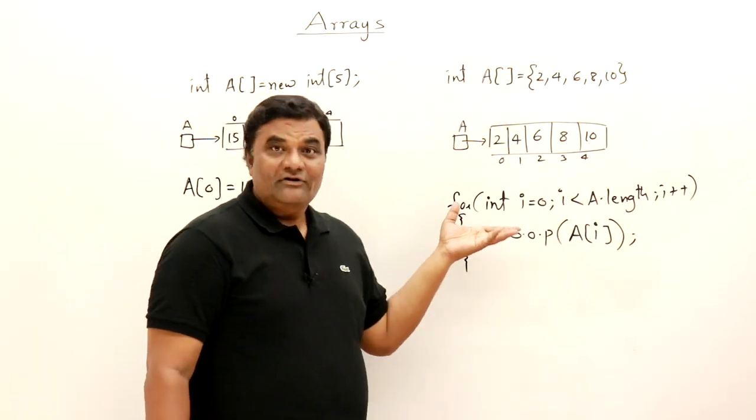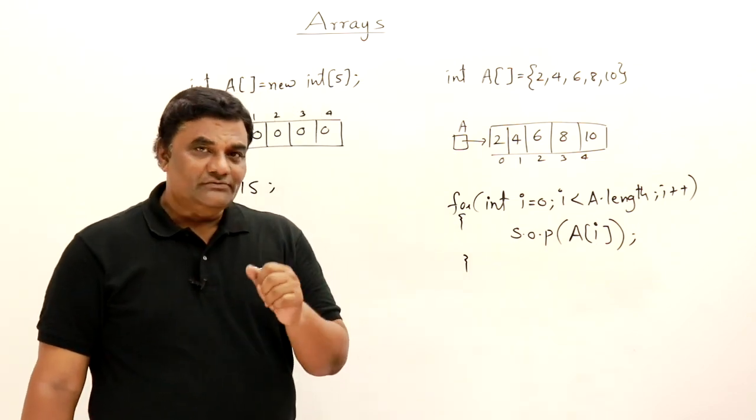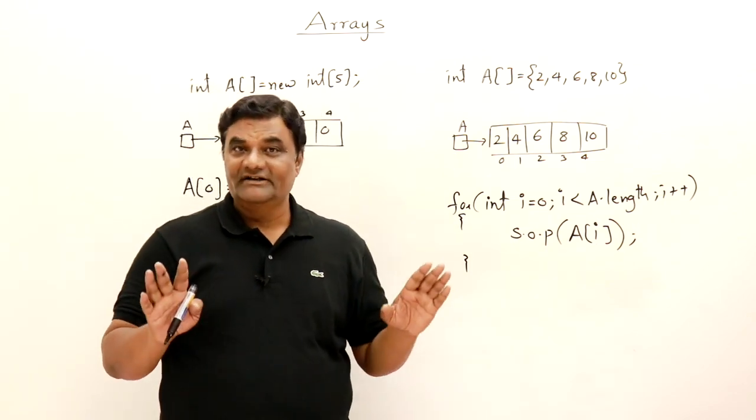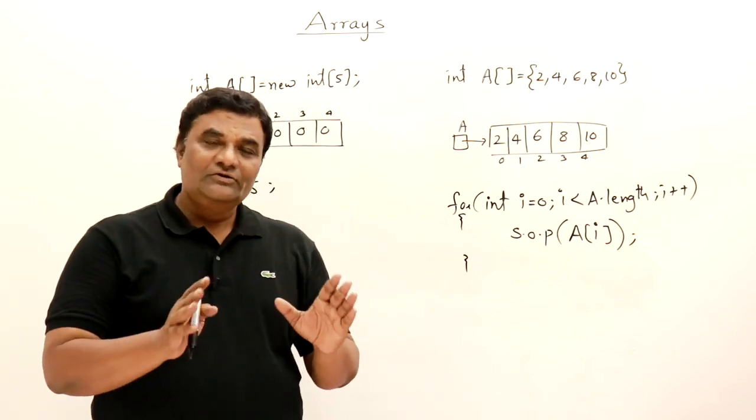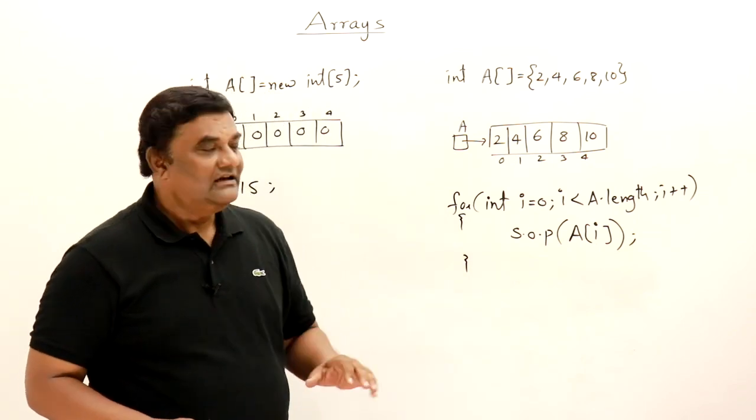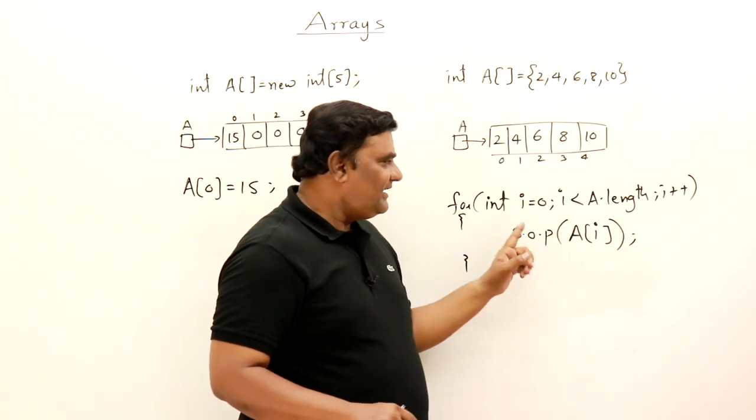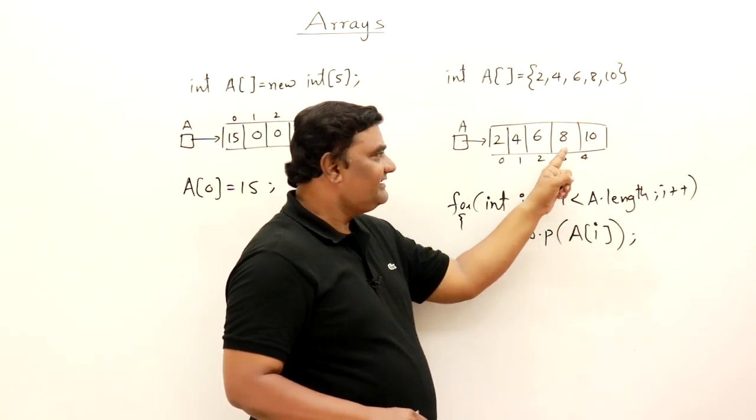So for accessing an array, a for loop is used. I said that the for loop is the more frequently used one, and arrays are the more frequently used objects. So for loops are used there for arrays. Now in this for loop, this will be printing 2, 4, 6, 8, 10.